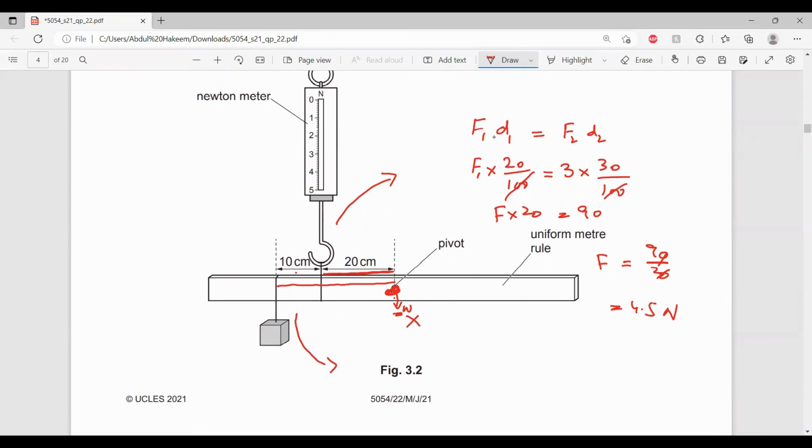So look at the answer. F1 D1 is equal to F2 D2. F1 multiplied by its perpendicular distance 20, but in centimeters, so you have to show the working for the meter conversion. And then the brick weight is 3, given, multiplied by 30 divided by 100 because of the total distance from the pivot.